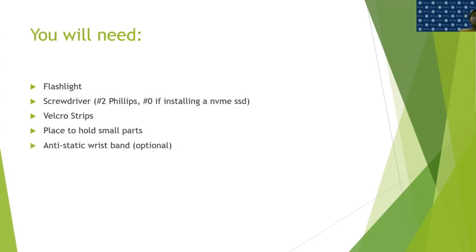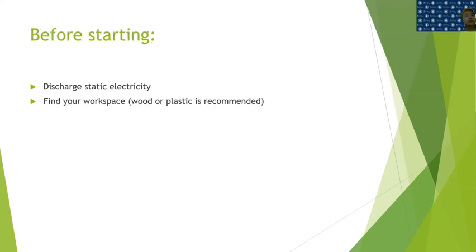So aside from our computer parts, what will we need in order to build the PC? We'll need a flashlight, a screwdriver, which needs to be the number 2 size, and a number 0 if we're going to install an NVMe SSD, some Velcro strips, a place to hold small parts like screws in case to avoid losing them, and an anti-static wristband to discharge static electricity, which is optional. Now, before starting, you'll want to discharge static electricity by either using your anti-static wristband or by touching a grounded object that's conductive.